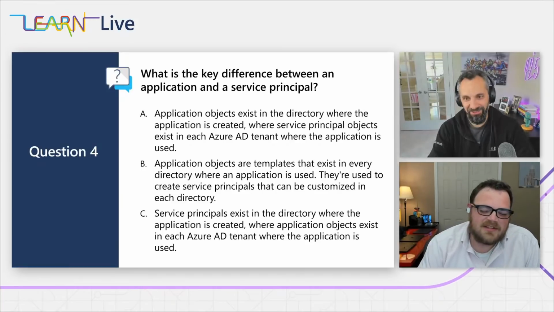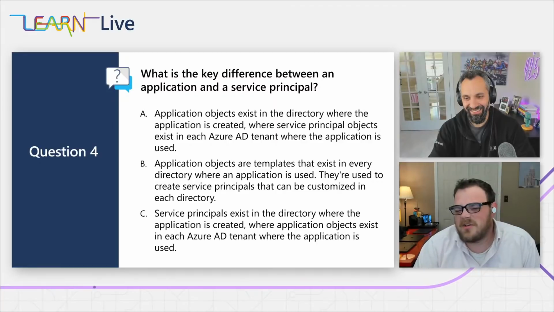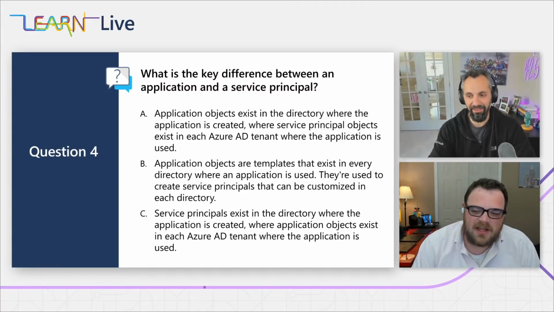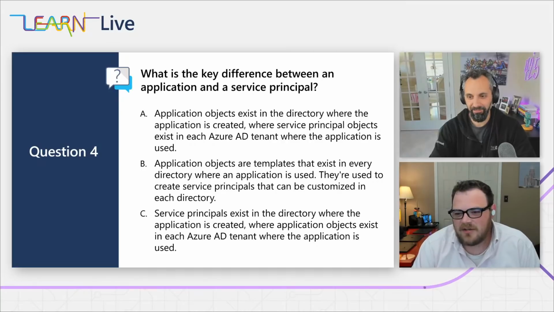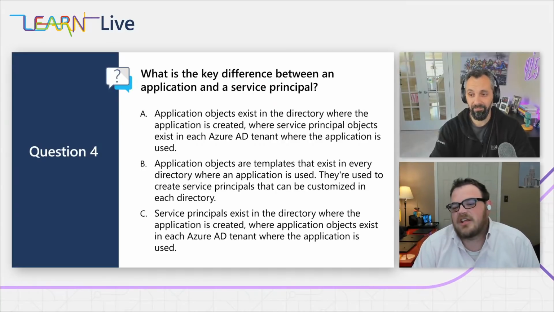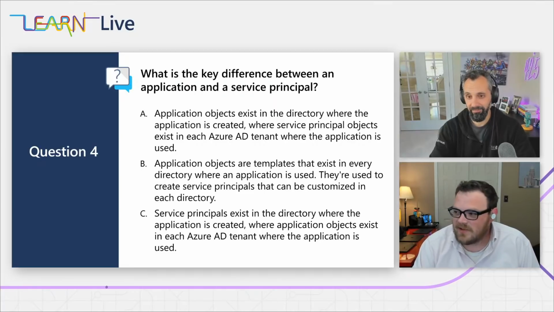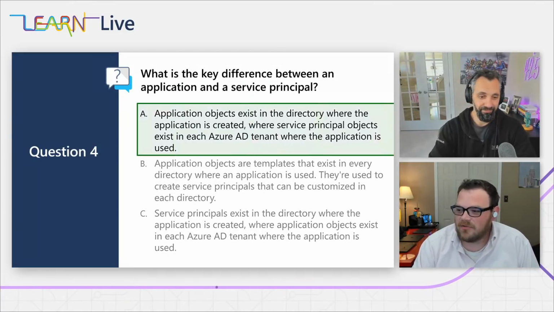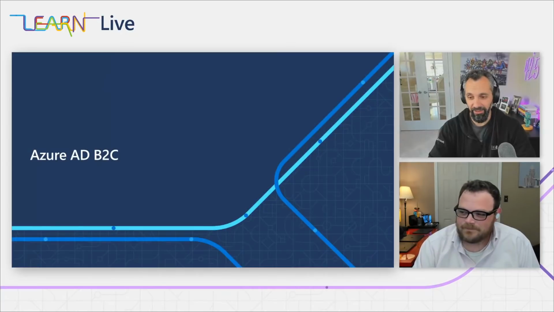True. To create service principals, that sort of implies you could create multiple service principals from a single app, which is a little strange. And then app objects exist in the directory where the app is created. Service principal objects exist in each Azure AD tenant where the application is used. I think that's going to be a pretty strong A. Would you agree? I would agree.